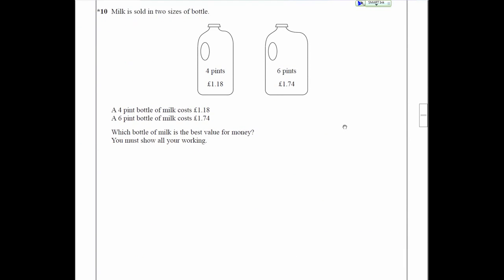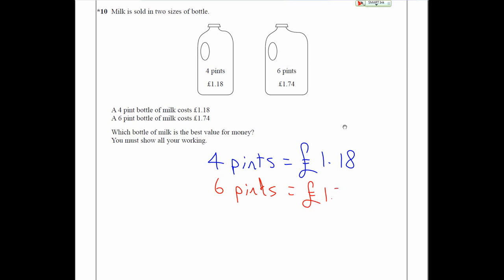Question 10. It's a comparison question. Milk is sold in 2 sizes of bottles. We can get 4 pints for £1.18, or we can get 6 pints for £1.74. Okay, we want to know what's better value.